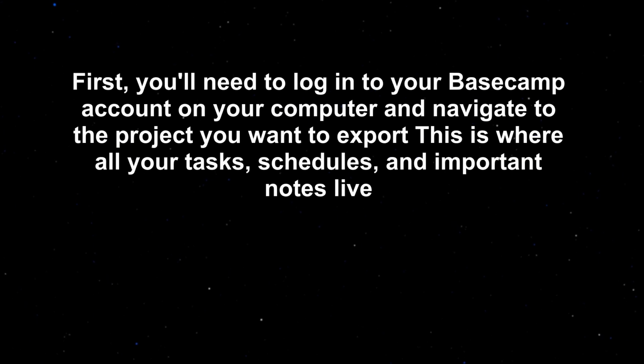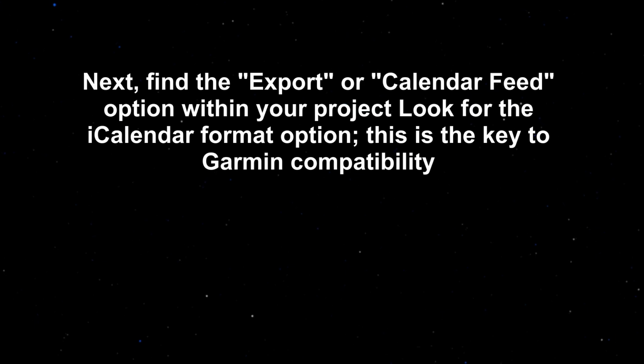First, you'll need to log into your Basecamp account on your computer and navigate to the project you want to export. This is where all your tasks, schedules, and important notes live. Next, find the Export or Calendar feed option within your project. Look for the iCalendar format option. This is the key to Garmin compatibility.